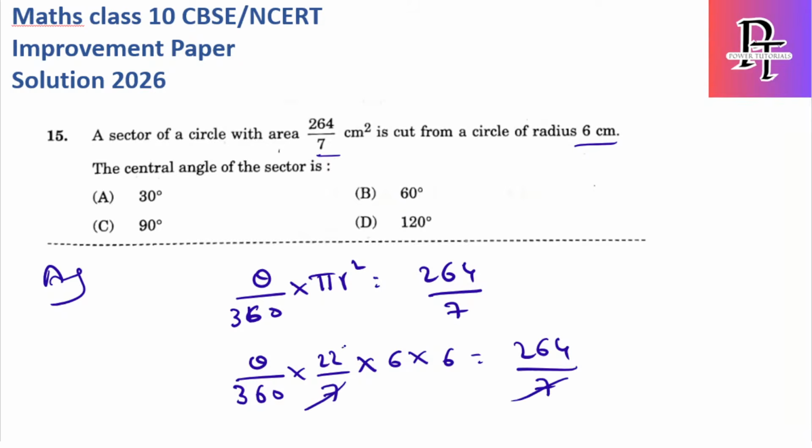7 gets cancelled out. 22 ones, 22 ones, 22 twos. Then these 2 get cancelled out by 10. So theta is equal to 120 degrees.